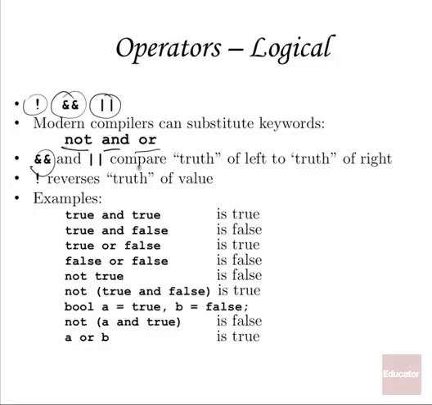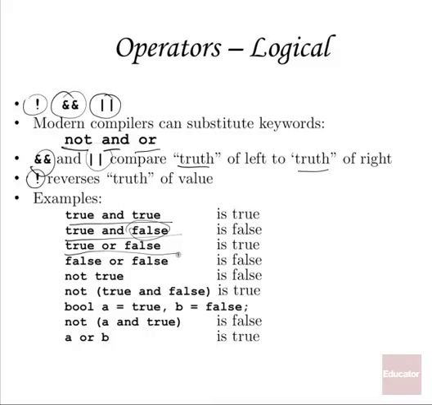This is and, or. It compares the truth of the left expression to the truth of the right expression. Bang reverses the truth. If it was true before, the bang makes it false. If it was false before, the bang makes it true. Some examples. True and true is true. So if the left-hand side is true and the right-hand side is true, then the expression this and that is true. True and false is false, because and requires both sides to be true to evaluate to true.